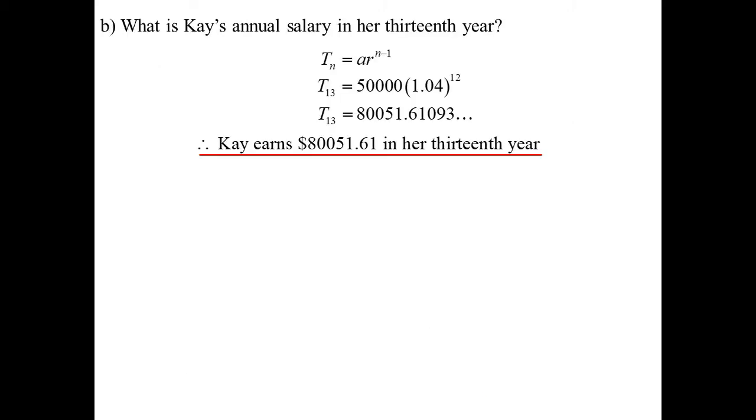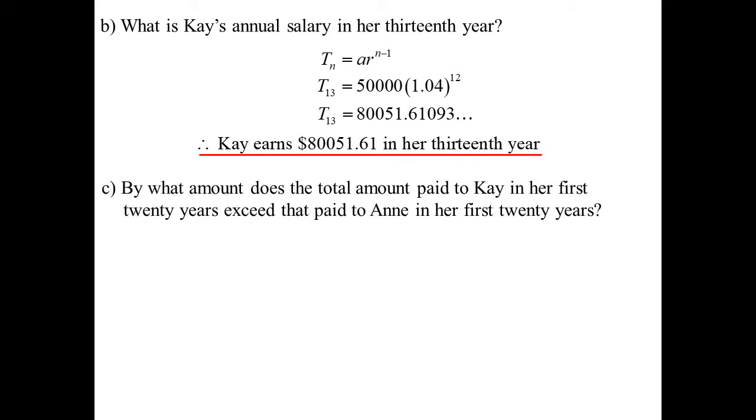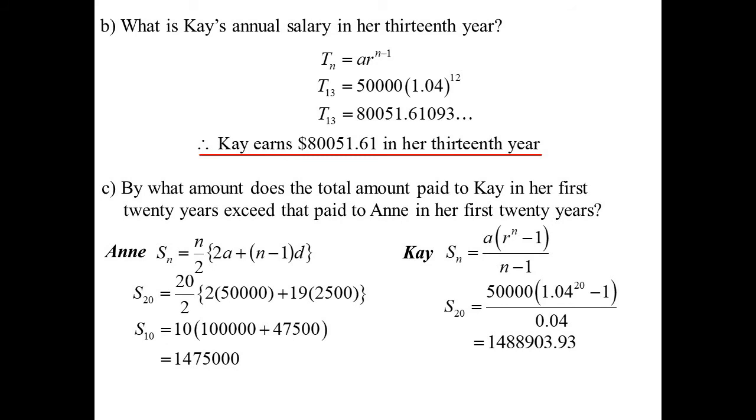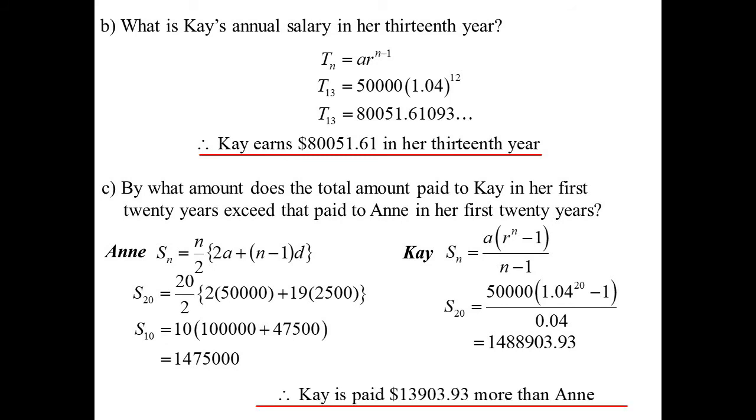Okay. What about Kay then? Who was the smarter one? ar to the n minus 1. Oh, got it by $51.61. So it took 13 years, but she got ahead. All right then. By what amount does the total amount paid to Kay in her first 20 years exceed the amount paid to Anne in her first 20 years? So sum to n, arithmetic for Anne, and she ends up with $1,475,000. Sub into Kay's formula. Oh, smashed it.